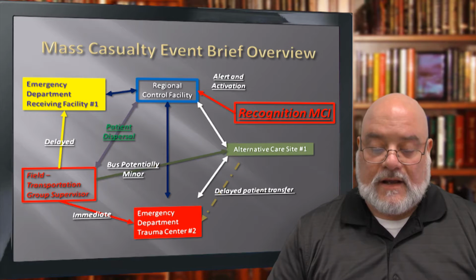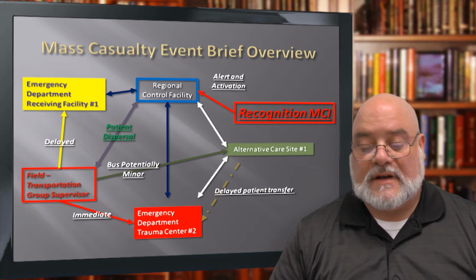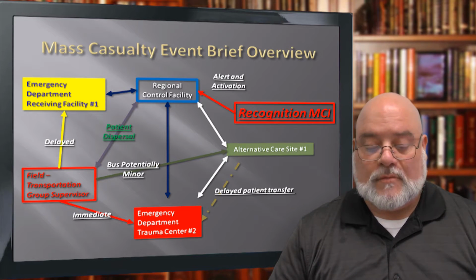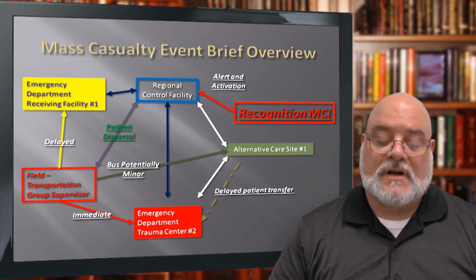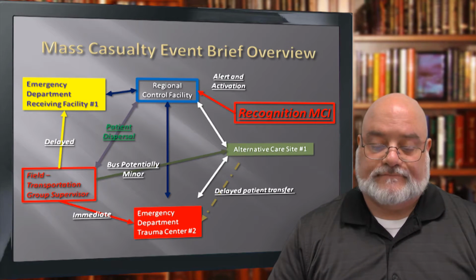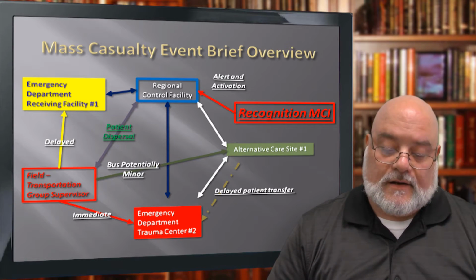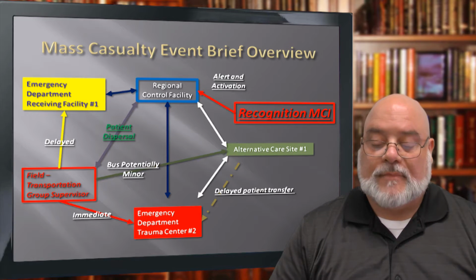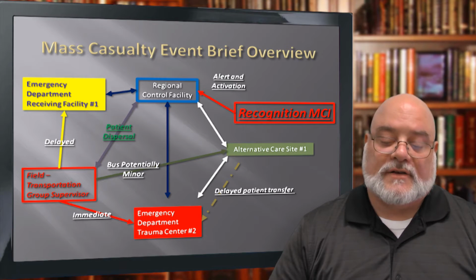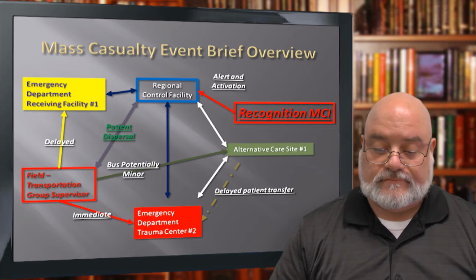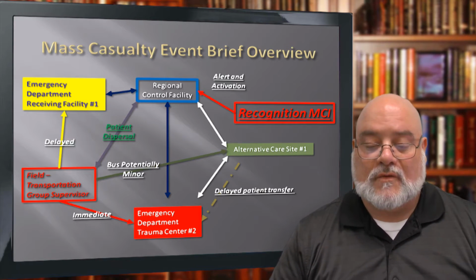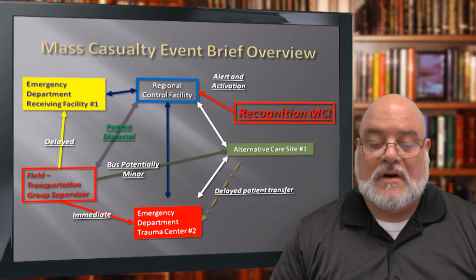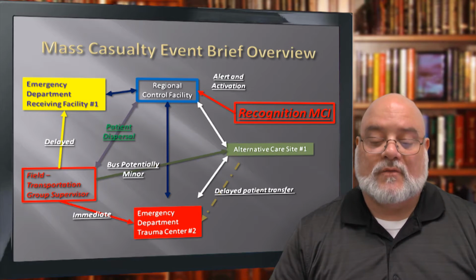And then again, patients that end up at the alternative care site who really are more than minor are then re-triaged to the trauma center. And these delayed patients are safely transferred by traditional EMS. So this would be a brief overview of how a multiple casualty event would happen.